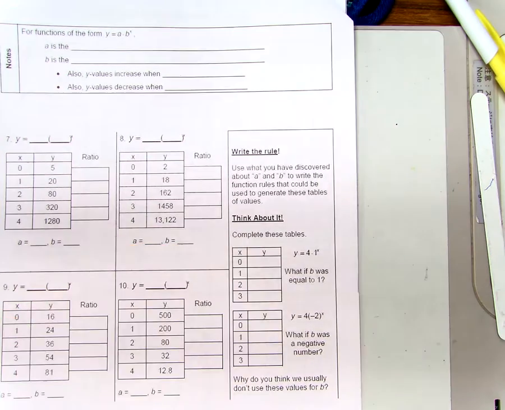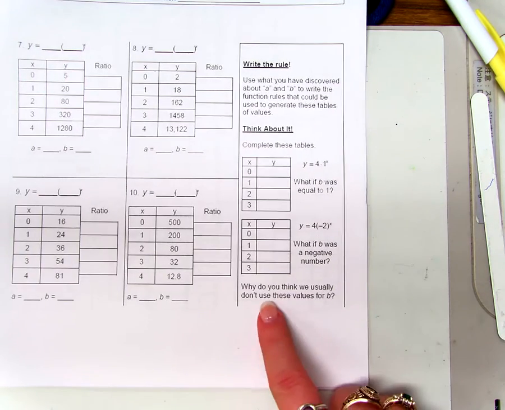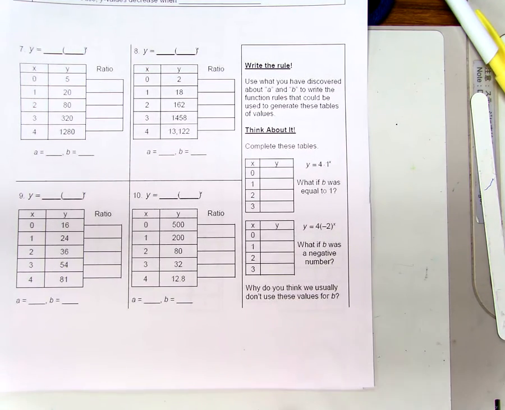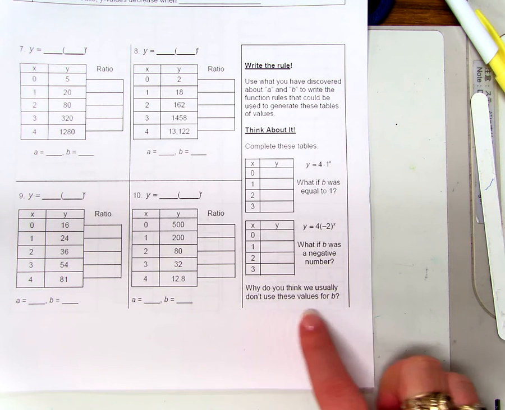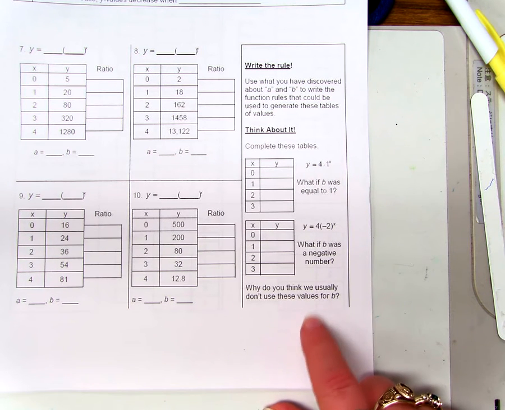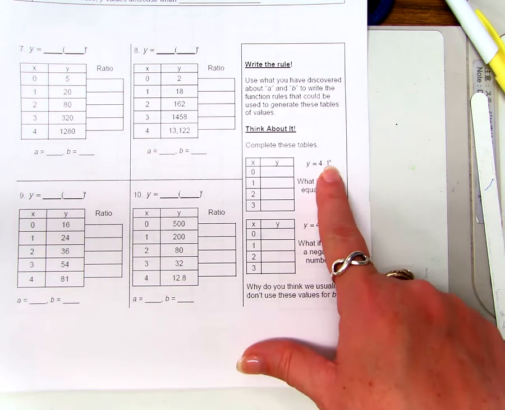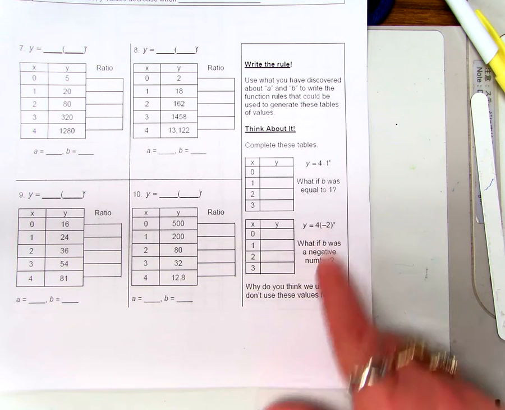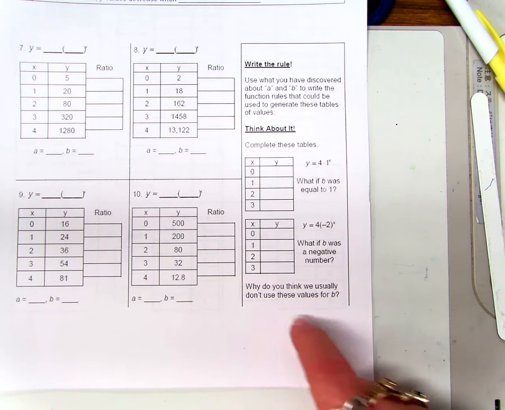And here's what's funny about the question on this worksheet. It says, why do you think we usually don't use these values for B? You know what the answer key says? Because they're weird and not useful. That's what the answer key says. Why don't we use them? Because they're weird and not useful. So if you don't have that right here, go ahead and fill that in. We don't use a 1 as a base, and we don't use a negative number as a base because they're weird and not useful.